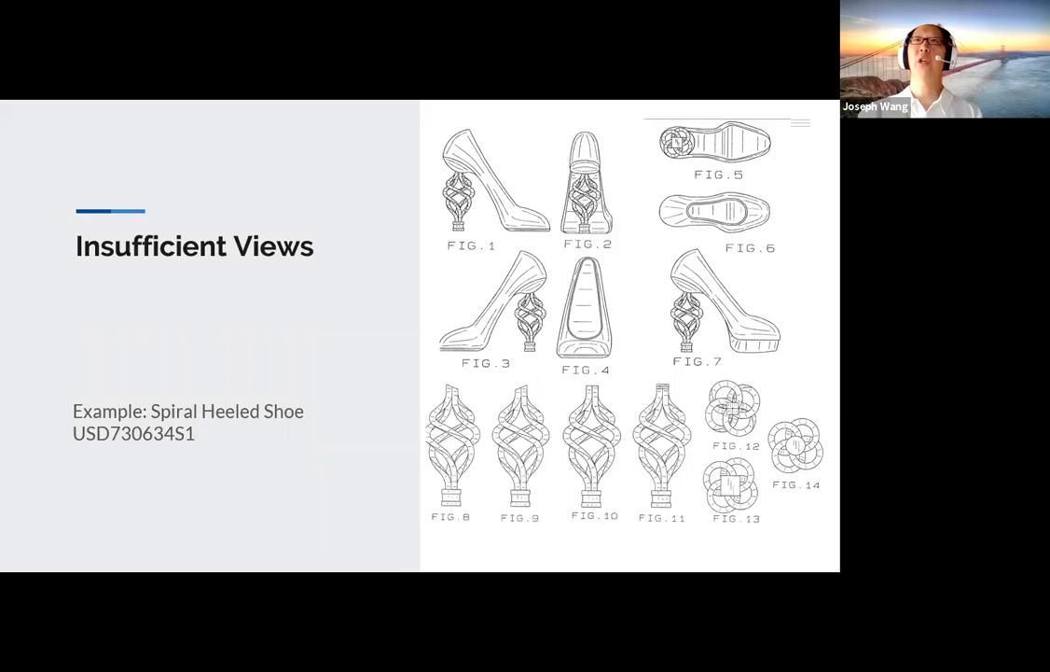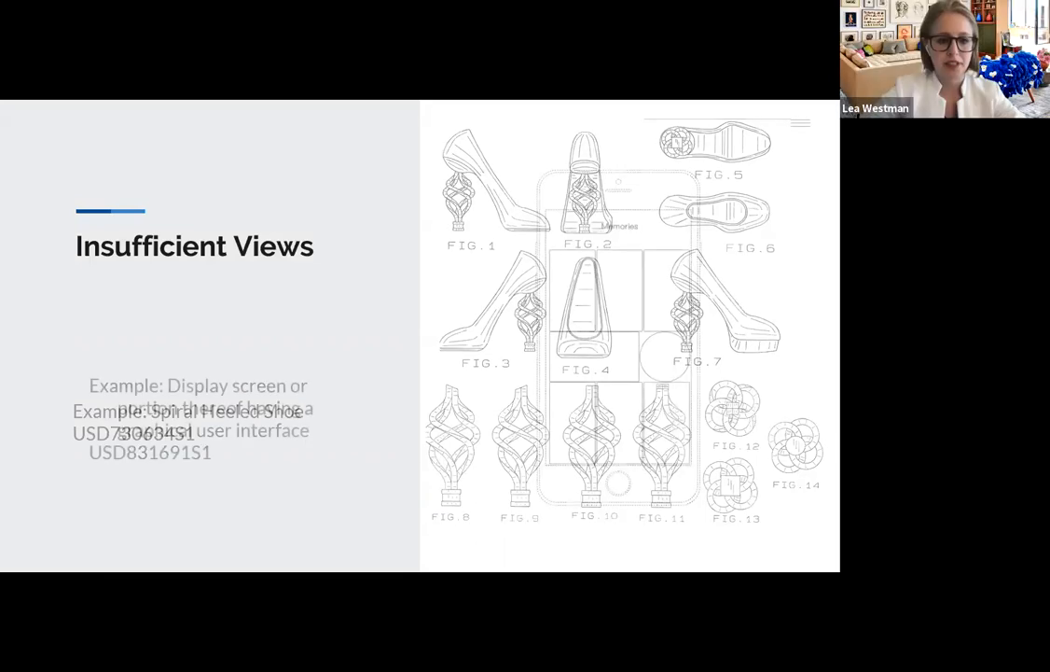Why do you want to show the fact that it can move? Is it necessary to show what an ordinary observer would see when they make a purchase, or is it perhaps some functionality that's creeping into a design case? I think for time reasons we should move on. Yeah, I think we have one more example here.